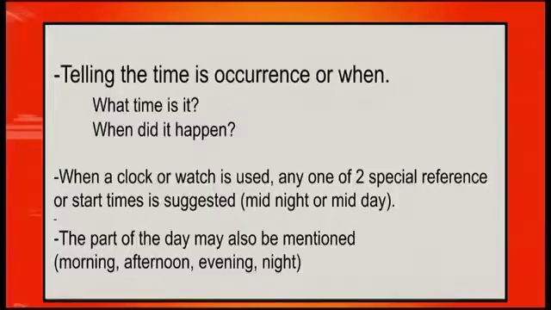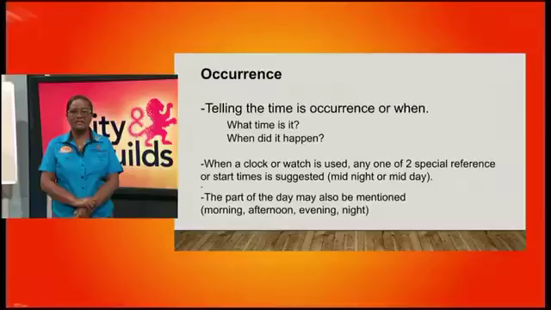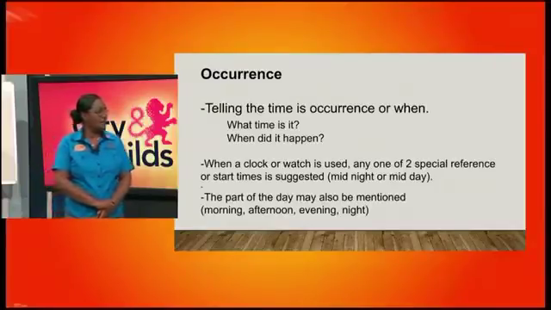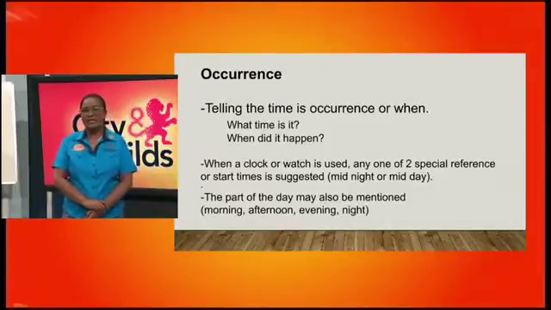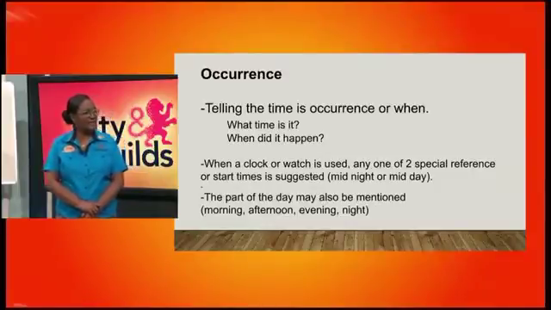Continue looking at occurrence. So occurrence is telling the time or when something happened. What time is it? When did it happen? When a clock or watch is used, one of two specific reference or start times is suggested. We're either talking about midday or midnight, and the part of the day may also be mentioned as we tell when something happens. The part of the day may be morning, afternoon, evening, or night.